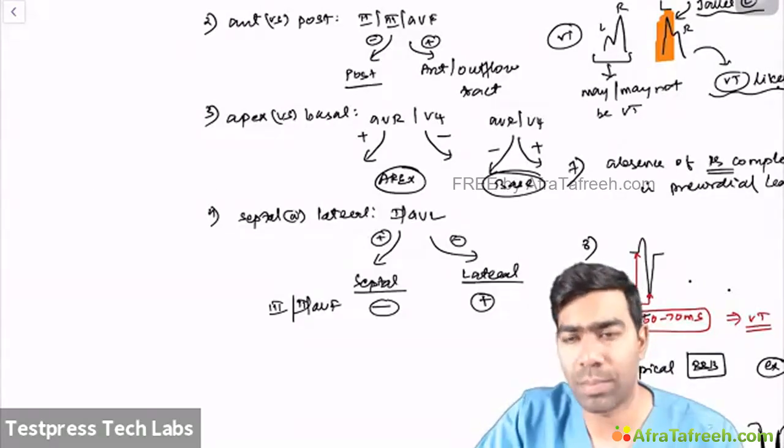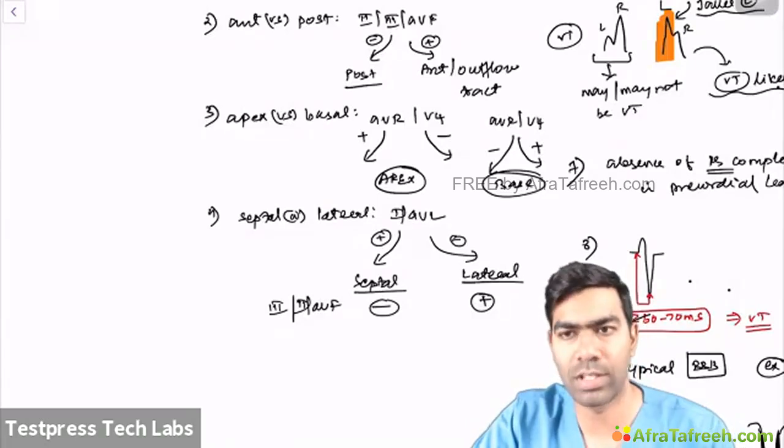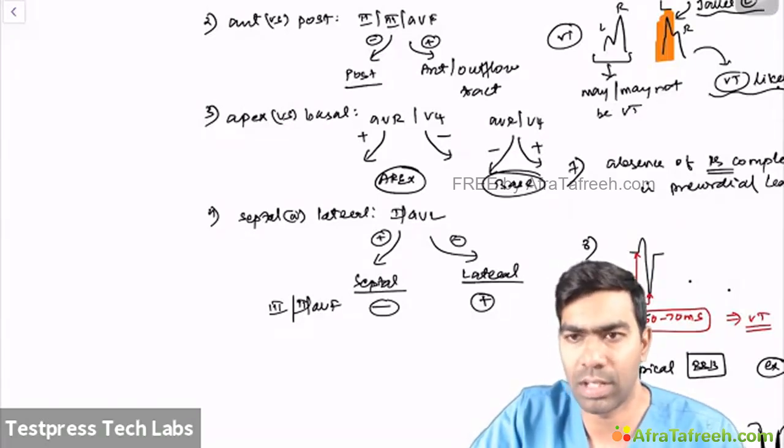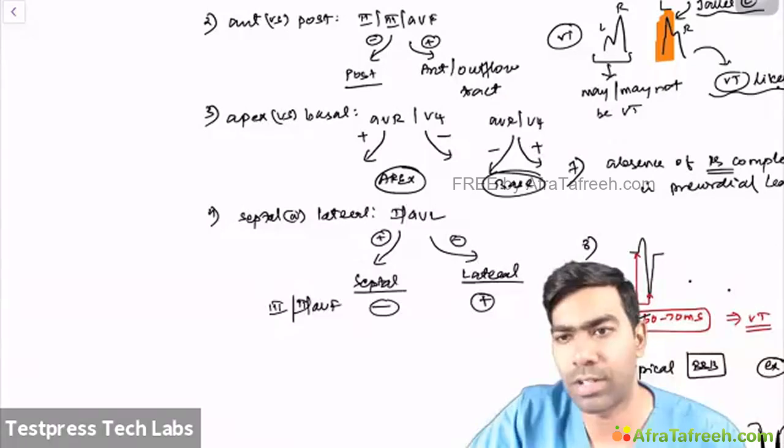Josephson sign is all about numbers. Rabbit ear is not about numbers. Rabbit ear is about the morphology that we are seeing. Josephson sign is the duration that you're going to see. Both are completely different. You cannot equate rabbit ear and Josephson sign.